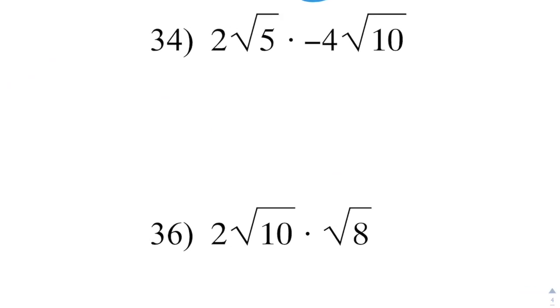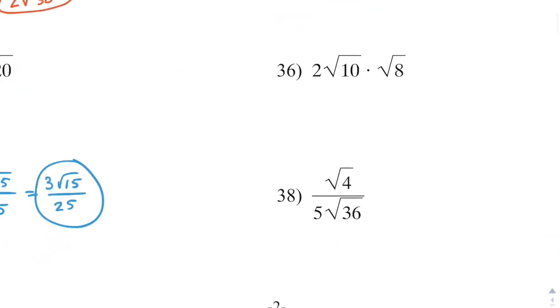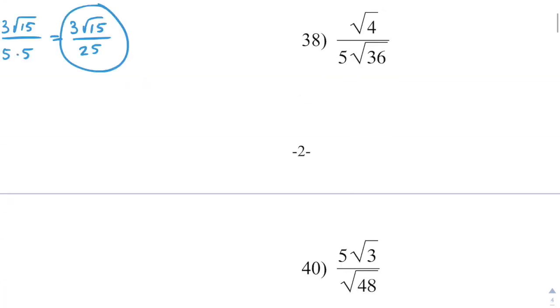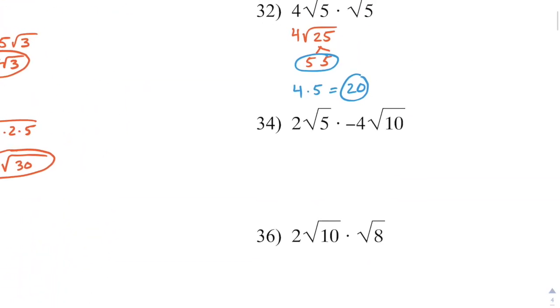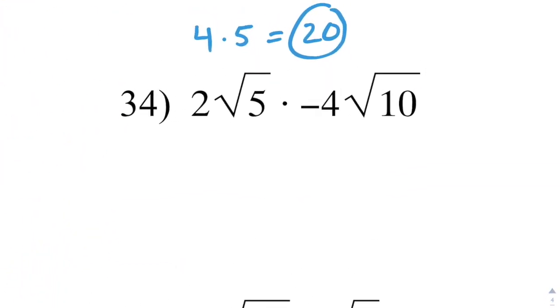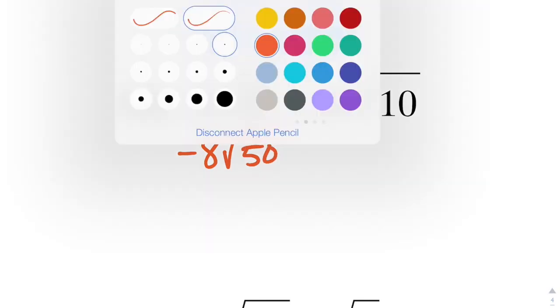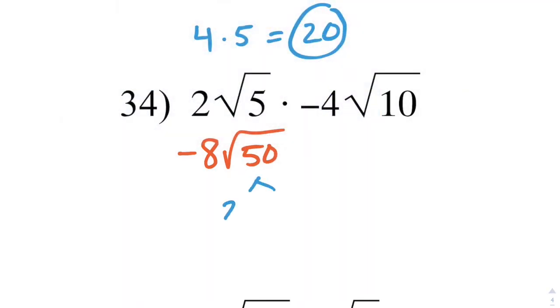In the next one, let's see, how many more? Okay, so I'm almost done. I'll just finish this up then. We have 2 times negative 4 is negative 8. We have 5 times 10 is 50. Breaking it down, we're going to get 25 times 2, and we'll get 5 times 5.